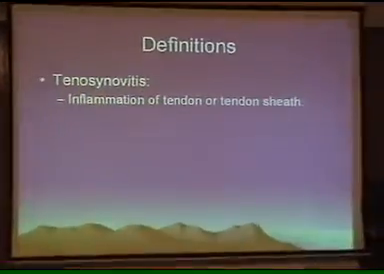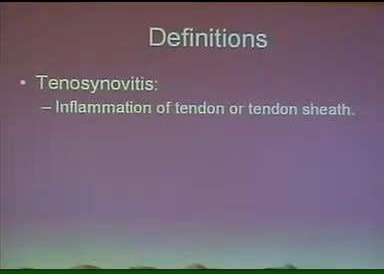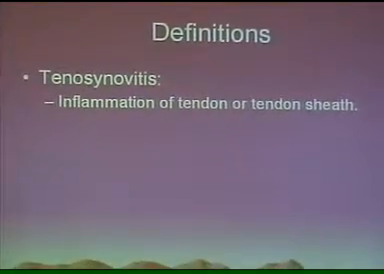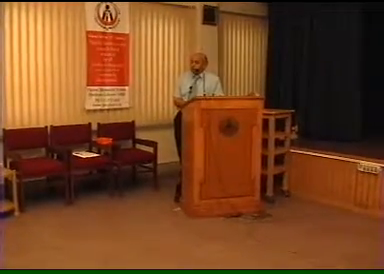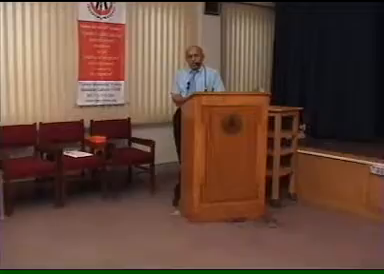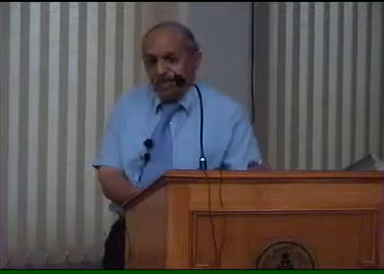So, first thing is how to define tenosynovitis. Tenosynovitis is inflammation of tendon and tendon sheath. Tendon is basically a rope-like structure which attaches muscle to the bones over the joint. This inflammation can be infective and non-infective, but I will limit myself to the non-infective entity. Next, please.